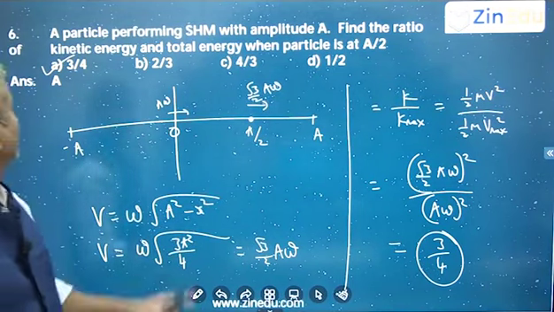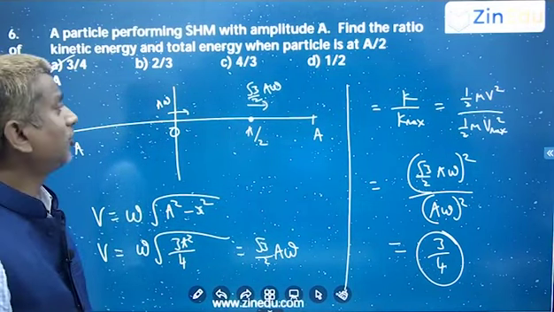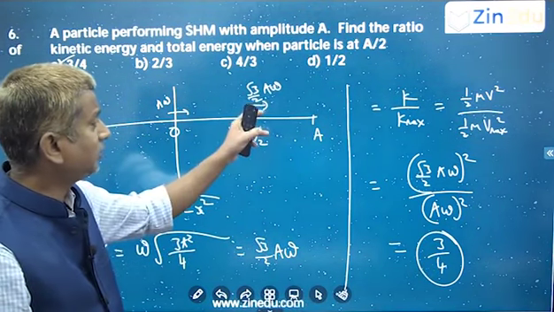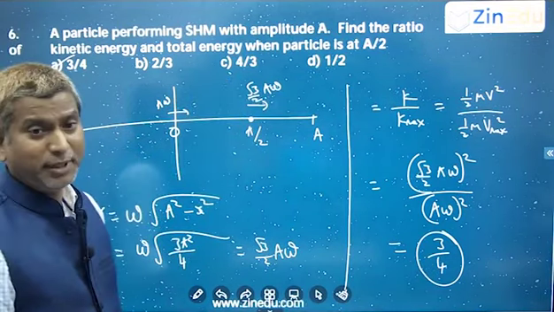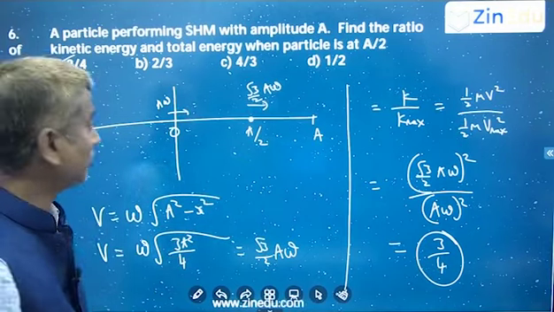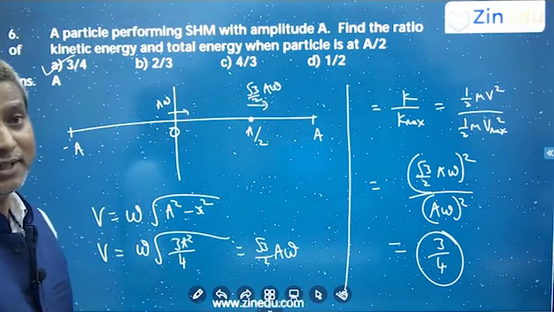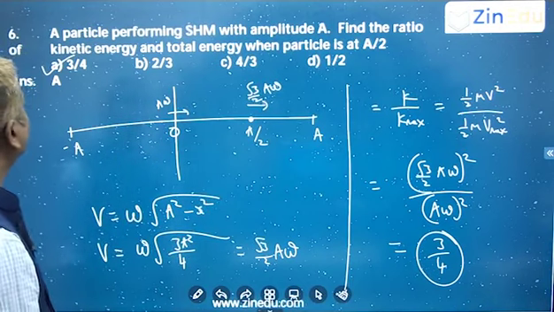So this is question number 6, right? Just what they are asking here, kinetic energy to total energy. Total energy at this point is same as kinetic energy at the mean position, which is the maximum, because at the mean position, potential energy is 0. So that's why you are taking the maximum kinetic energy as the total energy. Alright? Fine. Next.